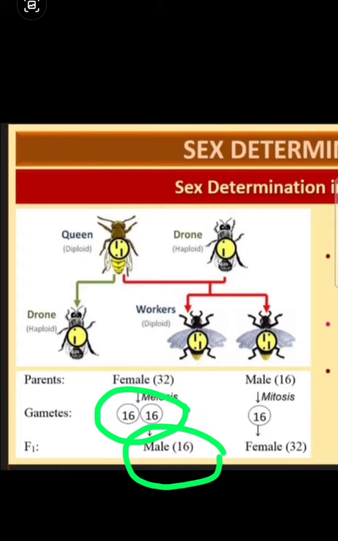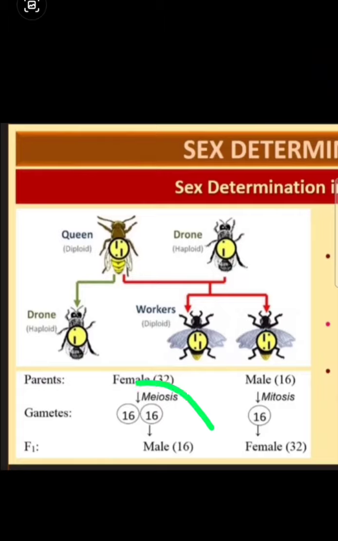Okay, the female is not taking the help of males, or she is not undergoing fertilization. So the female gamete does not fuse with a sperm. Okay, only the female gamete by itself is developing into a male. This process we call parthenogenesis.